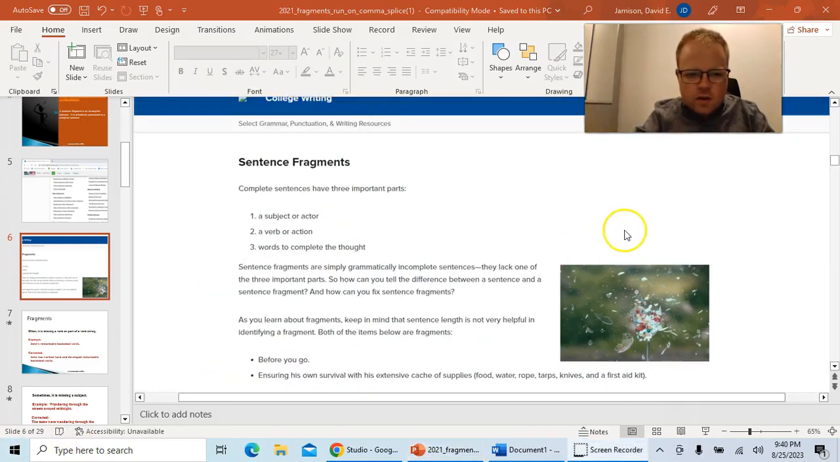Okay. Sentence fragments are simply grammatically incomplete sentences. They lack one of the three important parts. So how can you tell the difference between a sentence and a sentence fragment? How can you fix sentence fragments? As you learn about fragments, keep in mind that sentence length is not a very helpful way of identifying fragments. Both of the items below are fragments.